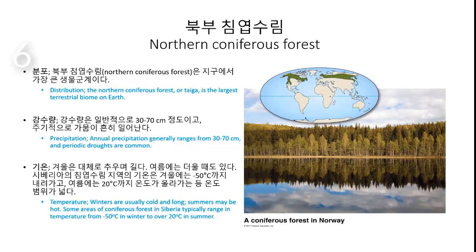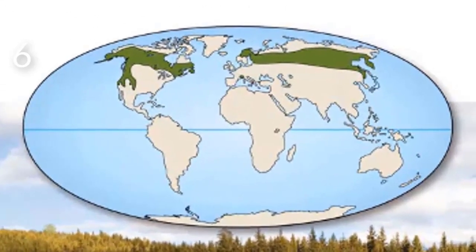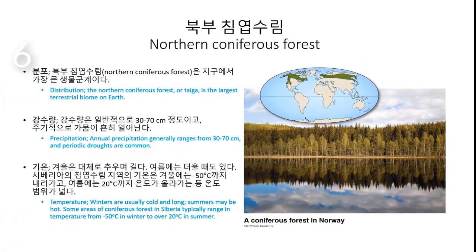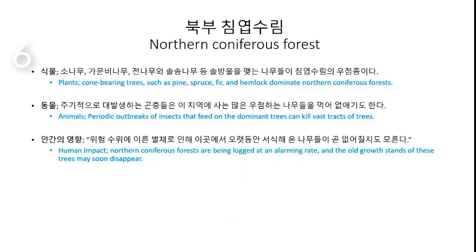Number 6. Northern coniferous forests. The northern coniferous forest, or taiga, is the largest terrestrial biome on Earth. Precipitation. Annual precipitation generally ranges from 30 to 70 centimeters, and periodic droughts are common. Temperature. Winters are usually cold. Summers may be hot. Some areas of coniferous forest in Siberia typically range in temperature from -50 degrees Celsius in winter to over 20 degrees Celsius in summer.